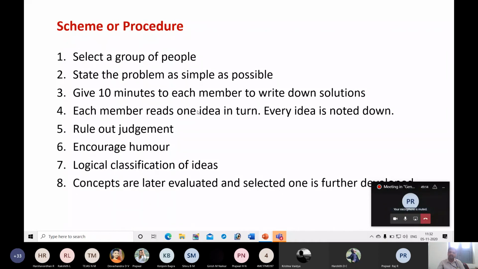Okay, all those viewpoints or ideas will be noted down. Then after the complete process, later you are going for evaluation and you are going to select one or two solutions, and finally you will choose ultimately one solution for implementation. Okay, this is about brainstorming.